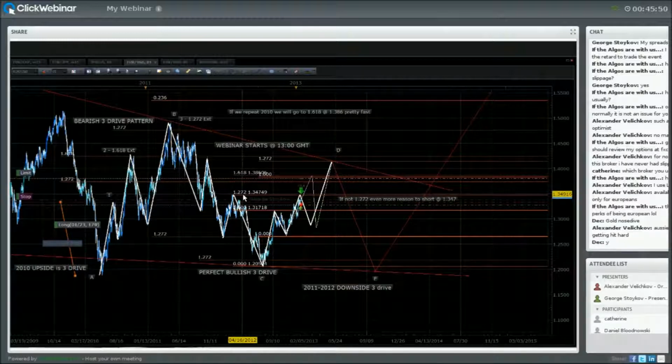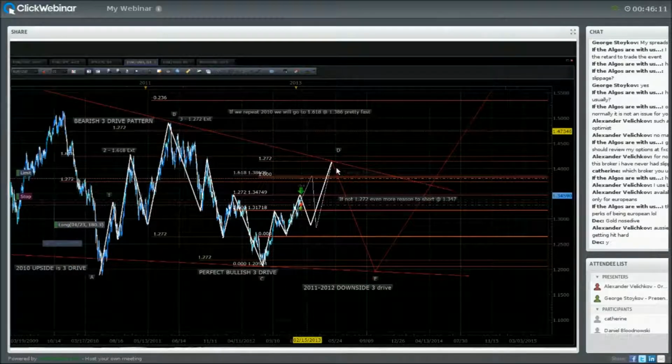Now, if we are repeating 2010, which I think we very well may be, we would not expect the 127.2 extension to hold, which is last year's high, the 1.347. We would expect the 161.8 extension at 1.386 to be the one holding. This is the biggest reason why we decided not to short the 1.347, along with the fact that today is a Friday. I can see the euro dollar closing today well above 1.35.